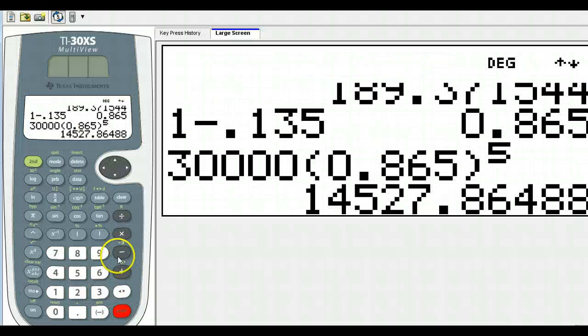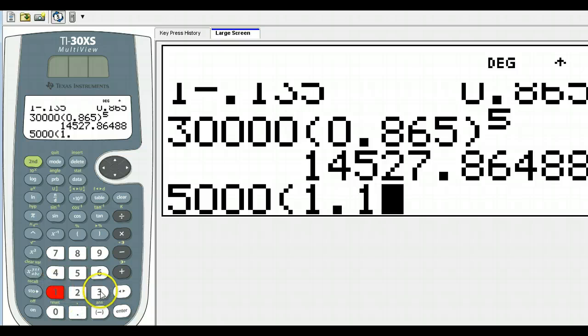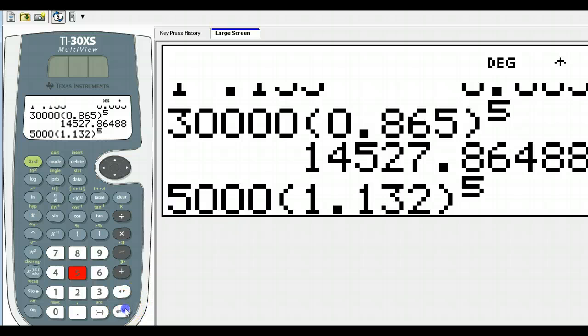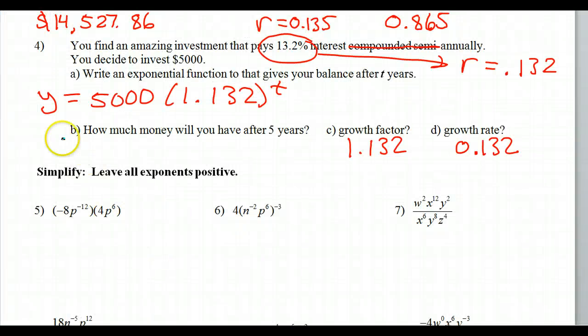Okay, so that's going to be 5,000 times 1.132 to the power of 5. All right, so $9,293.99.